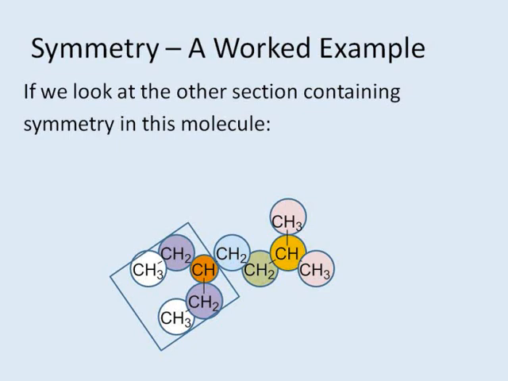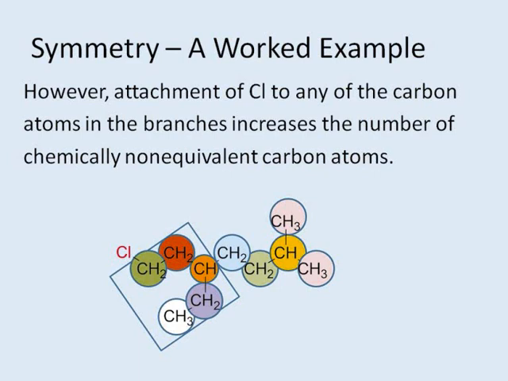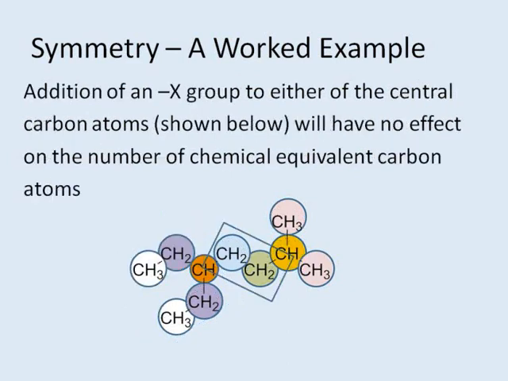If we look at the other section containing symmetry in this molecule, addition of the X substituent, in this case chlorine, at the carbon atom at the center of the symmetry does not affect the number of chemically equivalent carbon atoms. However, attachment of chlorine to any of the carbon atoms in the branches increases the number of chemically non-equivalent carbon atoms. Finally, addition of the X group or substituent to either of the central carbon atoms will have no effect on the number of chemically equivalent carbon atoms.